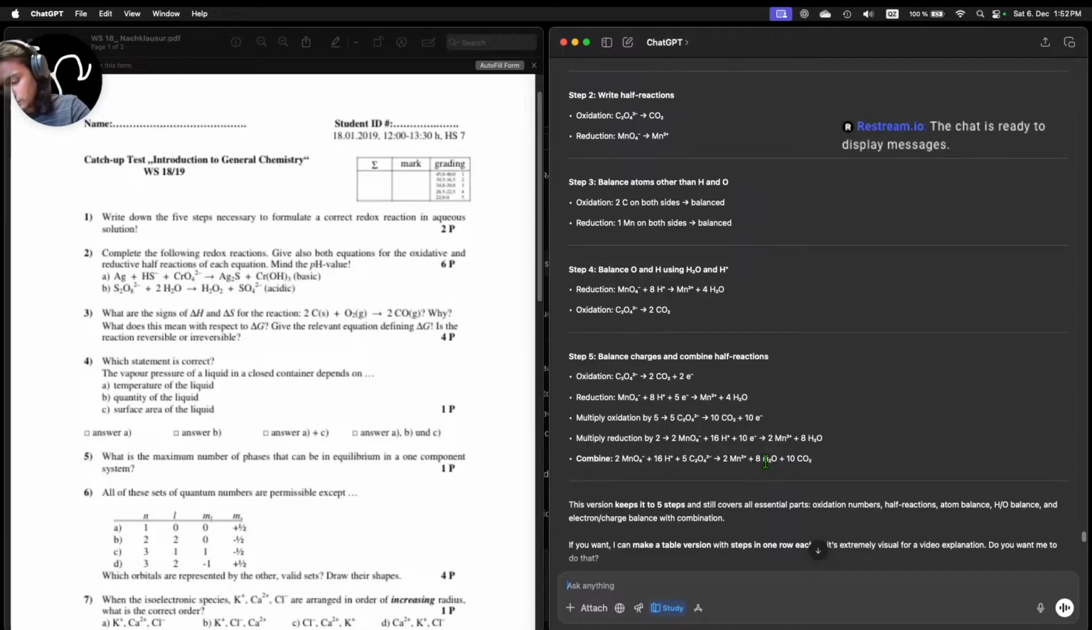Now, before we add them, we have to make the electrons the same. So 5 times 2, 2 times 5: 2 MnO4 minus plus 16 H plus plus 10 e minus gives 2 Mn2 plus plus 8 H2O, and 5 C2O4 2 minus gives 10 CO2 plus 10 e minus. Now we combine the reactions.